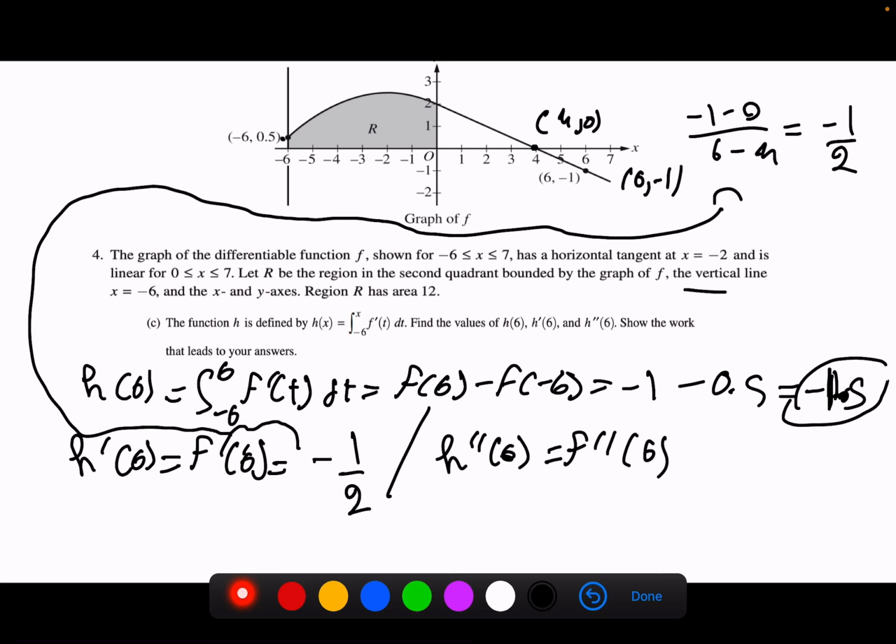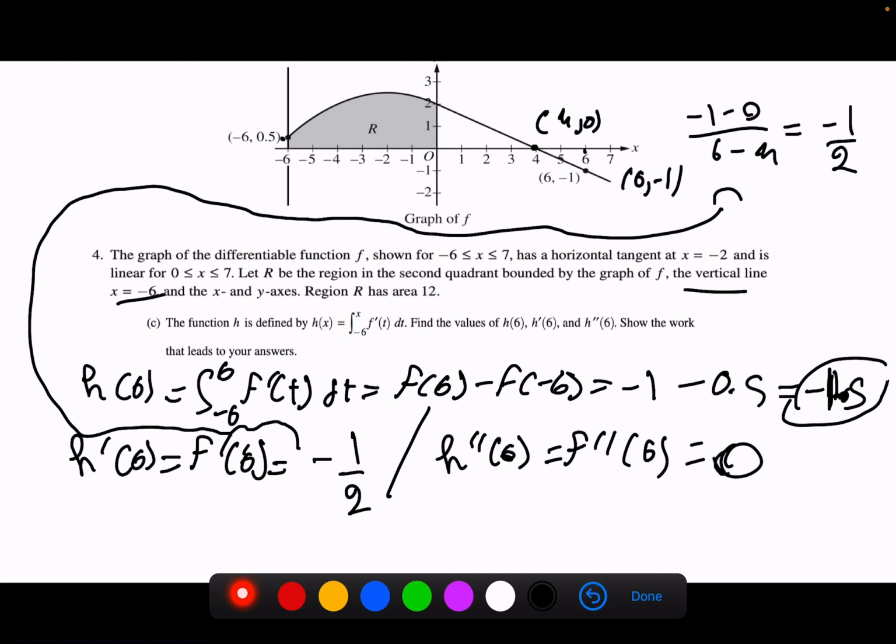If I'm thinking here, we know the vertical line x equals -6 is a vertical line, but that's irrelevant. Let's see, I'm thinking about what f double prime would represent. Wait, it wouldn't represent anything, because we know h prime of 6 is -1/2. It's essentially taking the derivative of -1/2, and the derivative of -1/2 is 0. So yeah, I don't know why I thought so much about that for no reason.